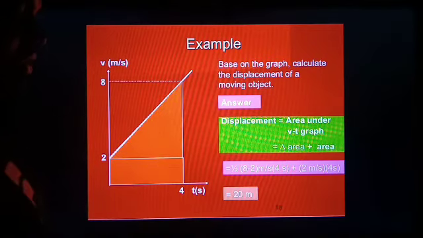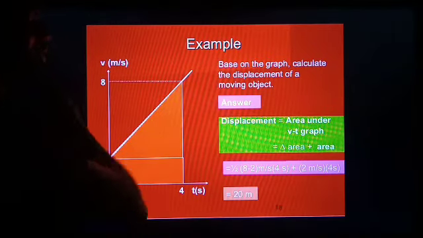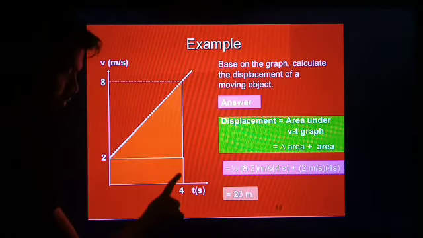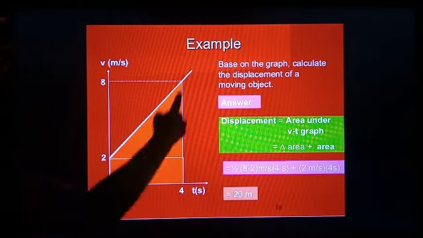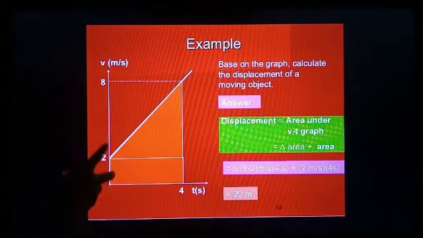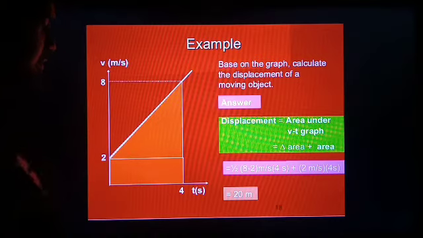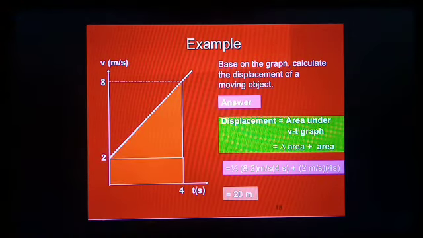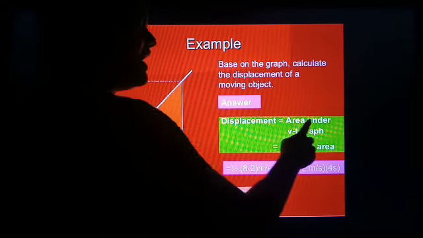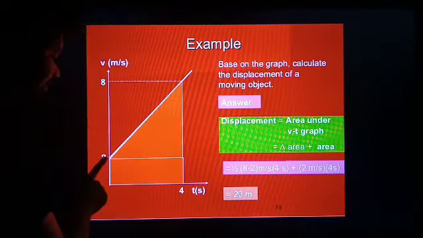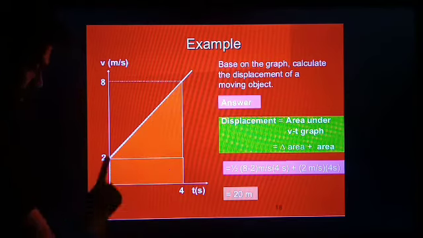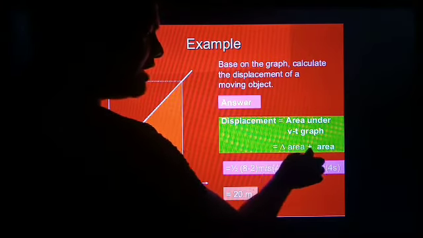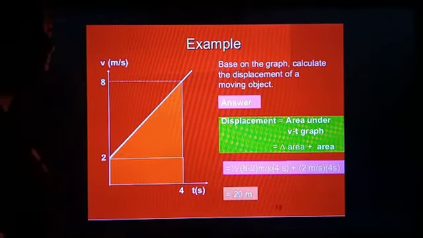But if you are asked to calculate the displacement of the body, the displacement means this whole part. You have to calculate the area. So in this diagram, two shapes are hidden. One is this right angle triangle and second is this rectangle. So the displacement is equal to the area under the VT graph. The area under the VT graph is this whole area.